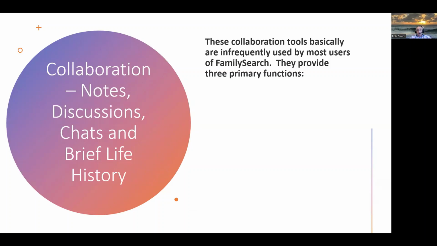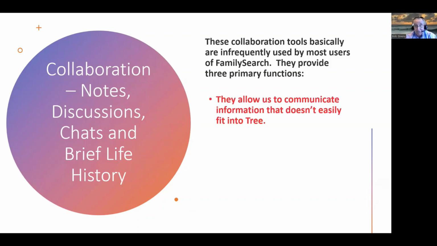Okay, collaboration. You know, this is the big thing about FamilySearch. They really want us to collaborate. But to do that, we've got to be able to use all the tools that are there and understand how they work. And so we need to talk a little bit about the 3 primary functions of communication, collaborating.